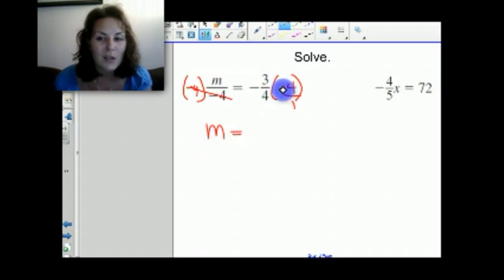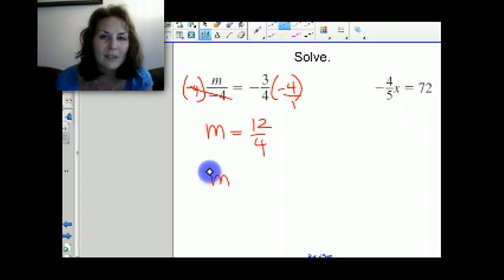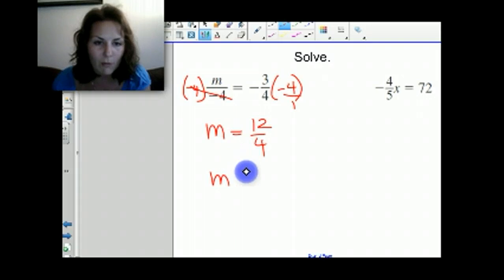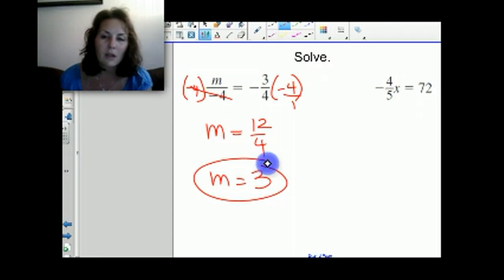A negative times a negative is a positive. 3 times 4, we get 12 over 4. If you leave it in that form, I'm going to mark it wrong. 12 over 4, m equals 3.